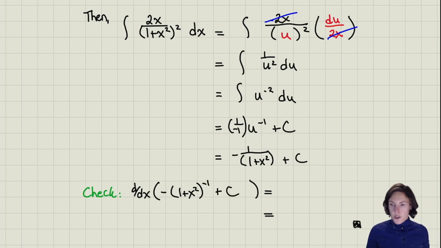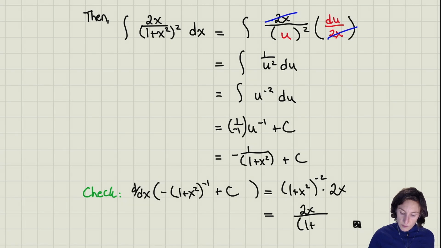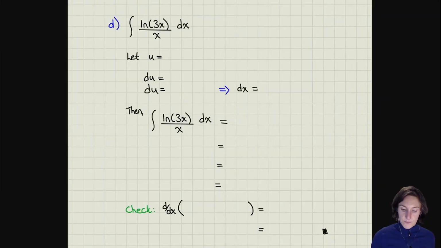And if I differentiate this, my negative is going to come down. So these negatives are going to cancel. And then I have 1 plus x squared all to the power of 1. And by chain rule, I'm going to get times 2x. And sorry, negative 2 there. And is this what I started with? 2x over 1 plus x squared all squared? Yes, it is. So I know that it's correct.